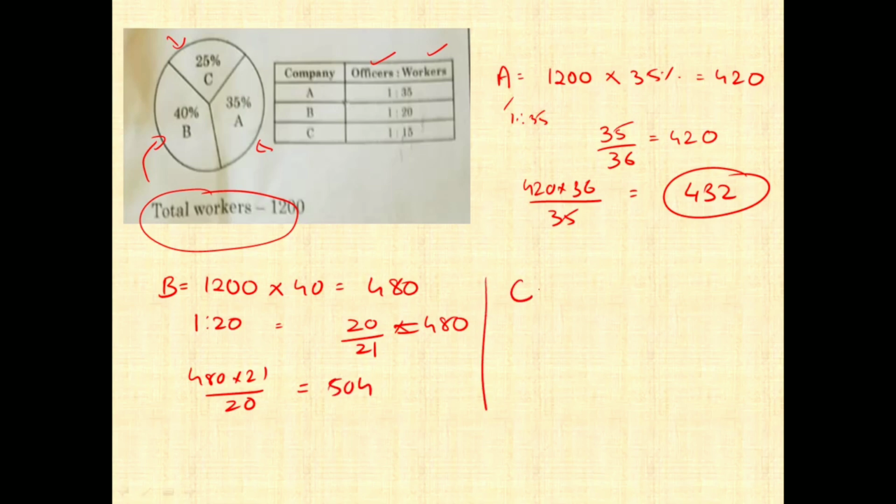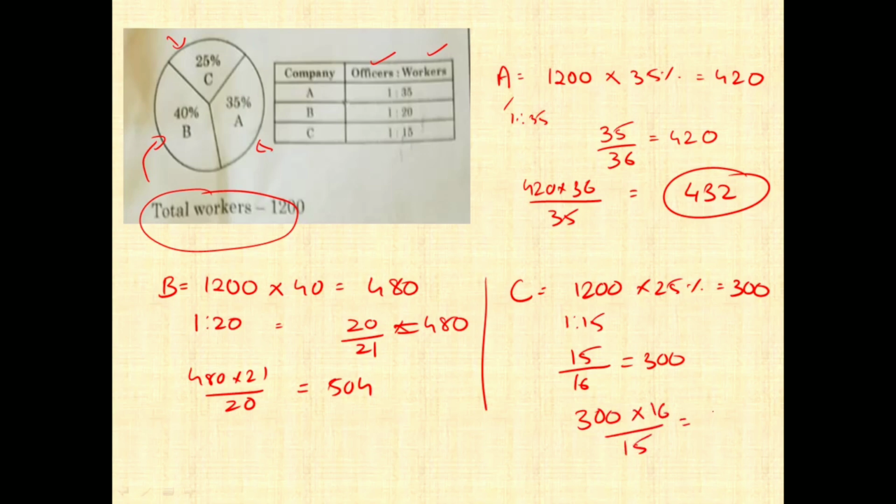And for company C, if we find out in the same way, 1200 into 25%: 10% is 120, 10% is 120, so 240, and 5% is 60, so 300 workers. The ratio of officers and workers is 1:15, which means that out of 16 employees, 15 are workers, which is equal to 300. So therefore the total number of employees is 300 into 16 divided by 15, which will give you 320 workers and officers together. So now we can easily find out how many officers and how many workers were there.